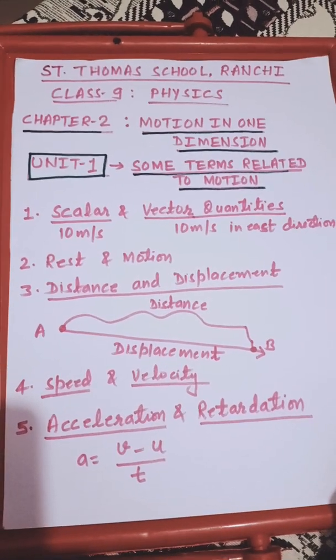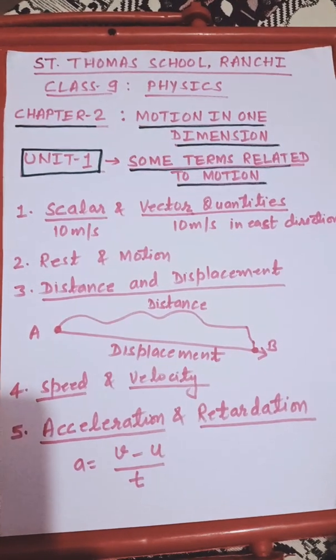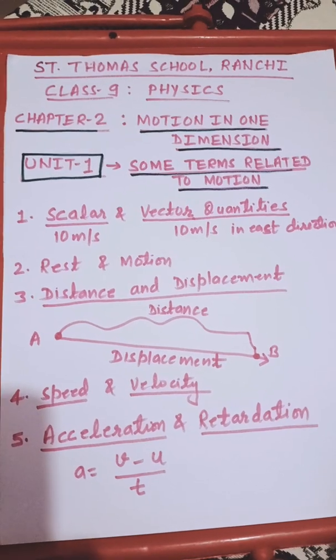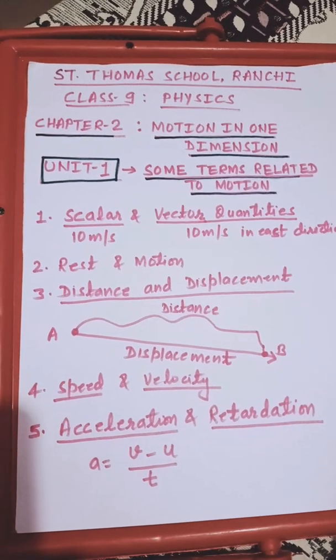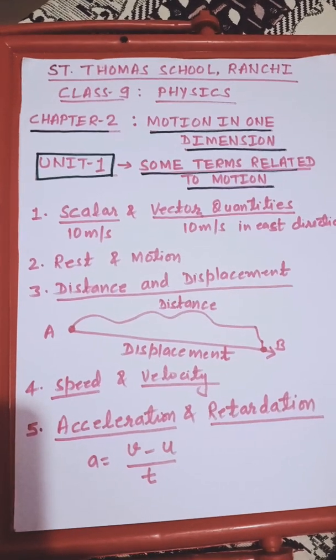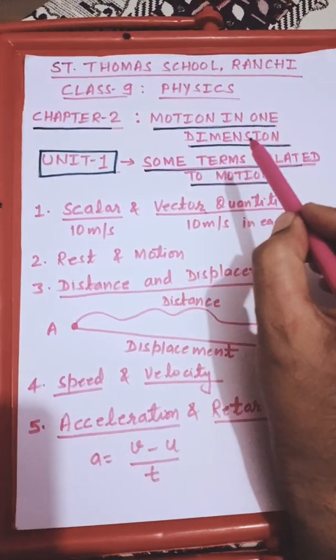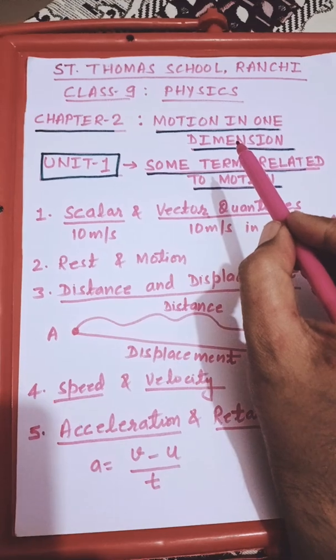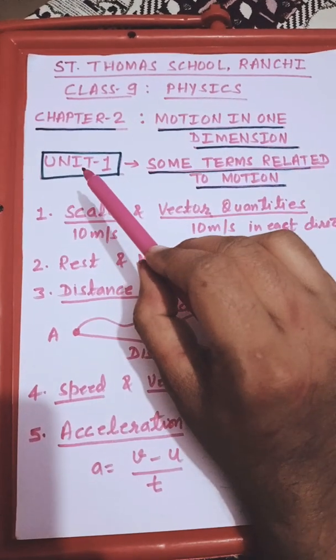Hi everyone. So here we are going to start with chapter 2 of physics class 9 for St. Thomas School Ranchi, and here the chapter 2 of physics for class 9 is motion in one dimension. So under this motion in one dimension we have three different units.